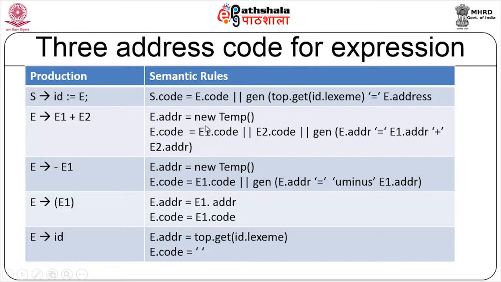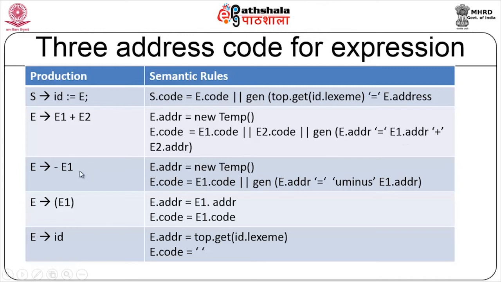E dot address is equal to new temp, that is the LHS variable now gets a new temporary location, and the code corresponding to this is nothing but generate code for E1 followed by generate code for E2. So E1 dot code followed by E2 dot code followed by gen. When I have a gen here, that is literally generated, that generates 3 address code here, which is nothing but E dot address, which you have created here as a new temporary variable. That variable is equal to the variable of E1 plus variable of E2.